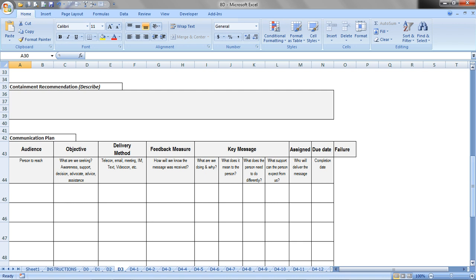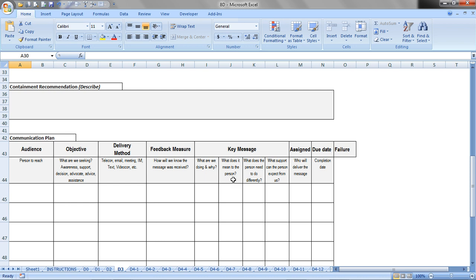Now in Excel, just below the containment recommendation, you'll see the communication plan here. So on the left-hand side, who's the audience? Who's the person or the group we're trying to reach? What's the objective? So what are we seeking? Are we seeking awareness or support? Do we need some decision from people? How do we intend to do it? Is it going to be phone, face-to-face meetings, email, telephone call, that sort of thing? And then how will we know that the message was received? What sort of response are we looking for from the person we're communicating to, so that we know that they understand what we're communicating?